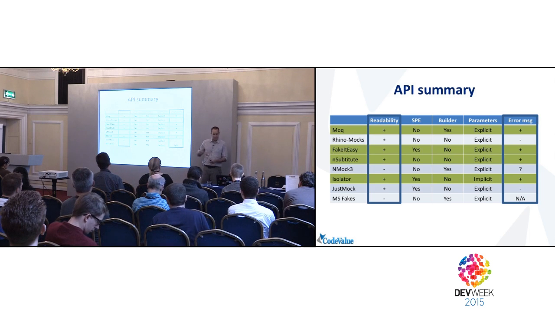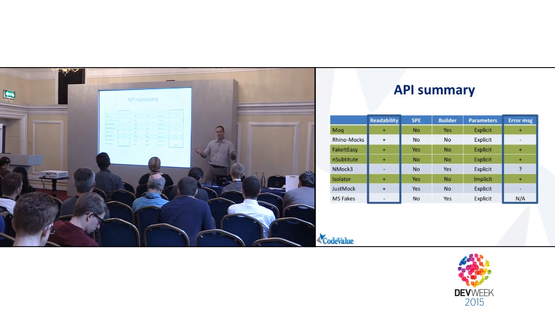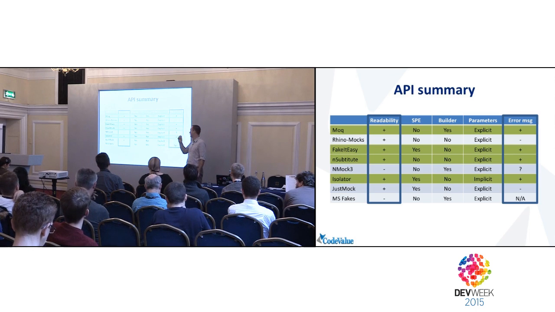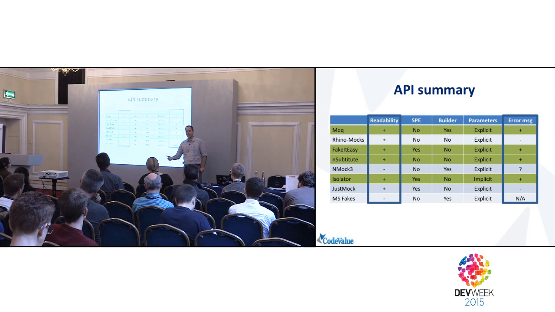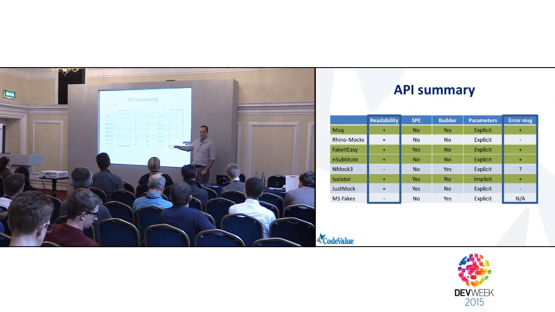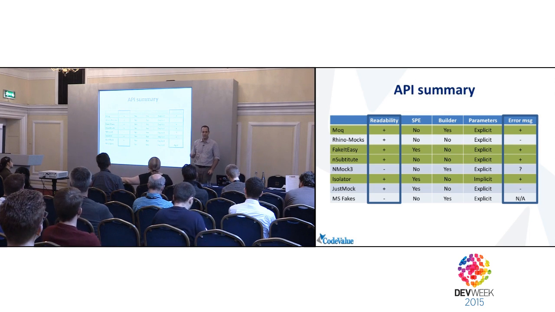So this is what we call API. Just looking at API, see what's good for you, decide on them. I especially like the new 2 kids, Fake It Easy and Substitute. They are being actively developed. You get responses really quick from them. Also from Isolator and JustMock, but they're getting paid to do that. Those guys are doing it for free.